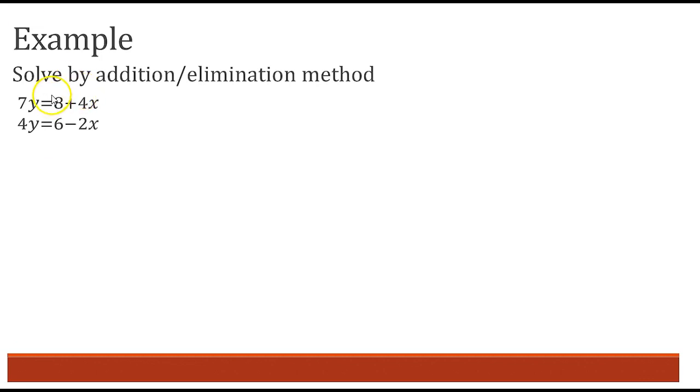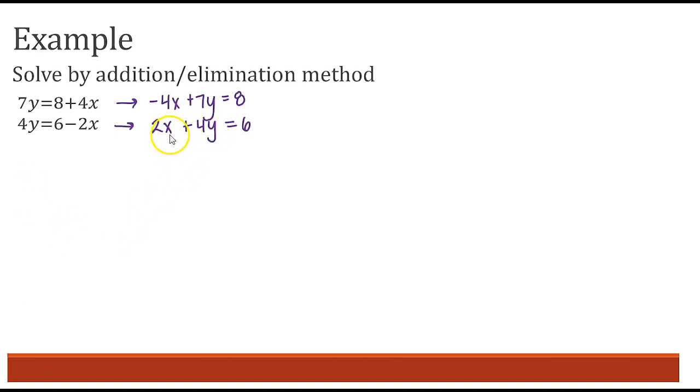In this next example, we're going to again solve by the addition or elimination method. So let's start by making sure the variable terms are all on one side and the numbers, the constants, are on the other. So I'm going to subtract the 4x and add the 2x to the other side. So I'm going to end up with negative 4x plus 7y is equal to 8. The bottom equation, if I add the 2x, I get positive 2x plus 4y is equal to 6.